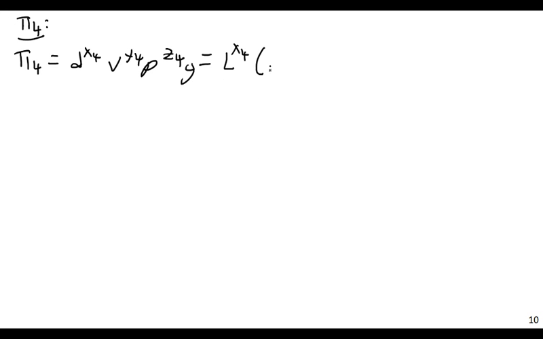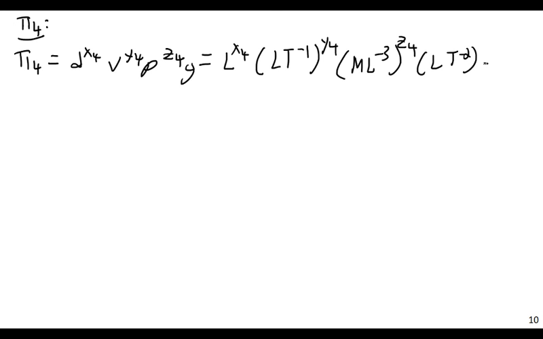Anyway, fluid? Yes, it is fluid mechanics. So LT to the negative 1 to the x4, times ML to the negative 3 to the z4, times LT to the negative 2, equals M naught L naught T naught.